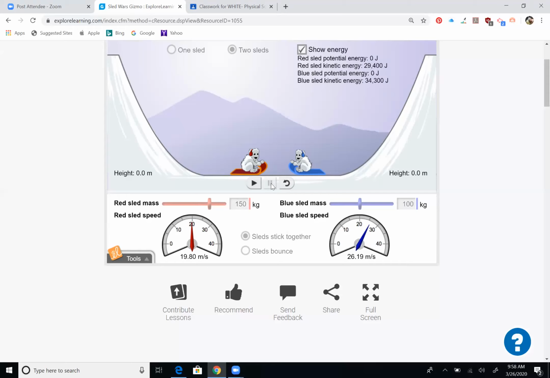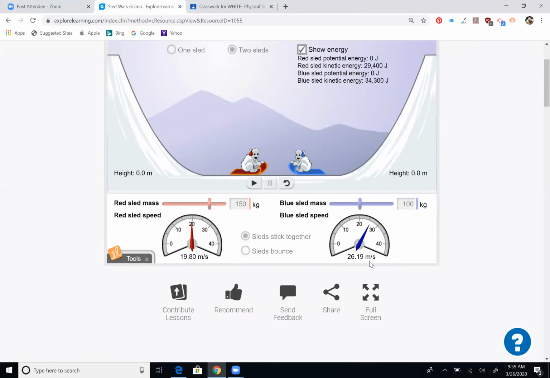Okay. All right. What was the speed of the blue sled? It's right here at the bottom, 26.19 meters per second.